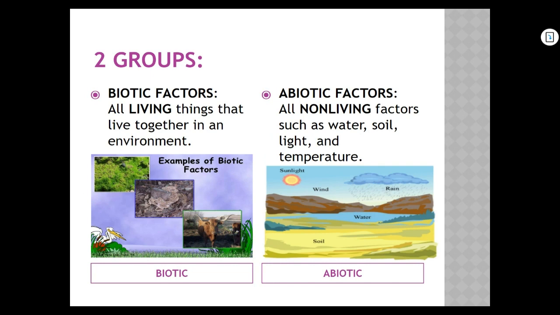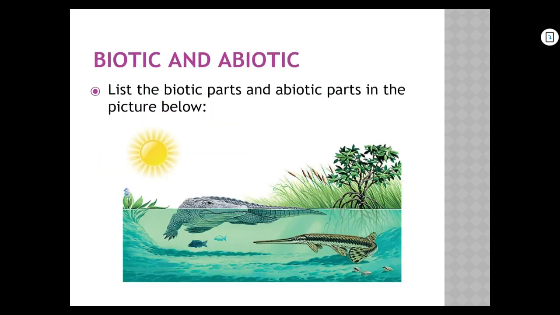And then in this next piece, the second half of the screen, it says abiotic factors, right? So abiotic means all non-living factors, such as water, soil, light, and temperature. So again, those are not living. So abiotic means non-living, and biotic just means living, right? But they have to live together. They've evolved. They've worked together, right? Living things and non-living things have lived on this earth for hundreds of millions of years, right? So this is a big difference between biotic and abiotic factors. And so list the biotic parts and the abiotic parts in the picture below.